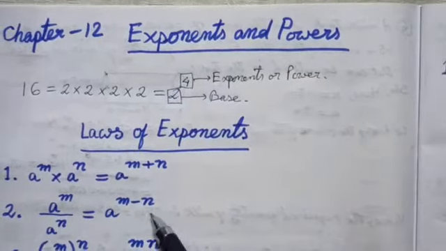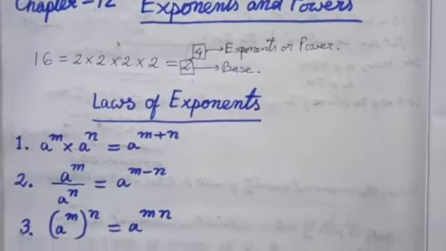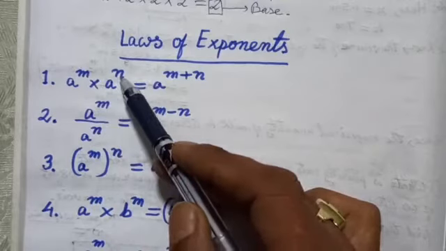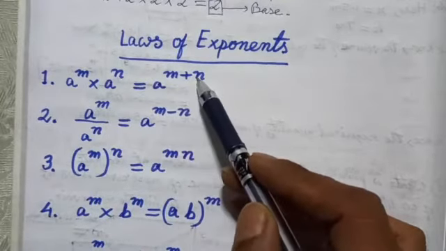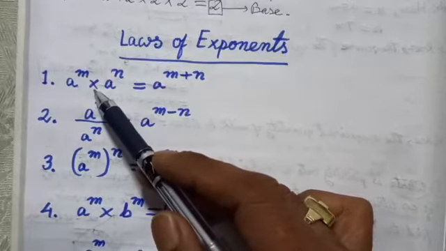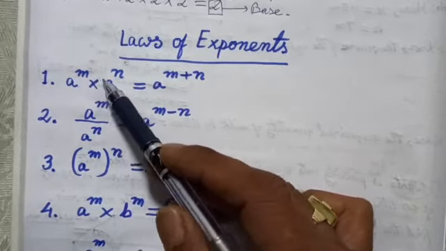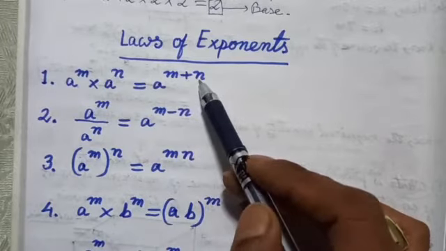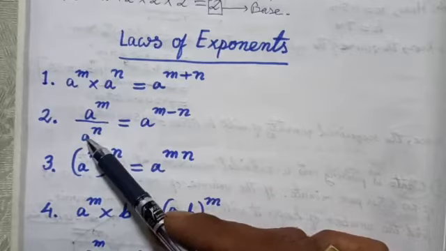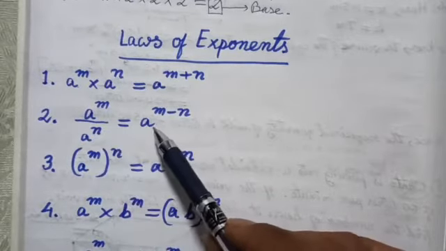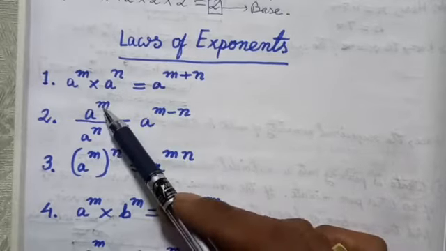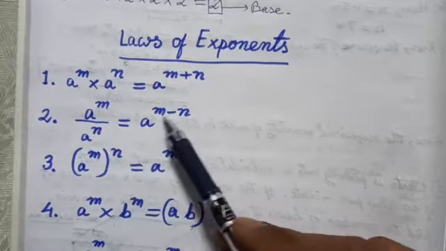Now let's learn laws of exponents. Number 1, a to the power m into a to the power n is equal to a to the power m plus n. If a to the power m is multiplied by a to the power n, we will add the powers, so m plus n. Now law number 2, a to the power m divided by a to the power n is a to the power m minus n. So from this m we have to subtract this power n.